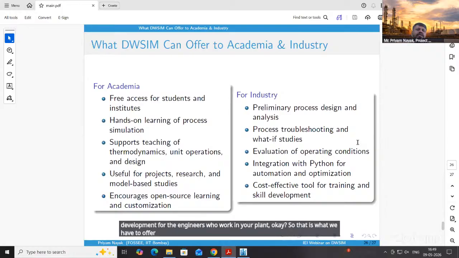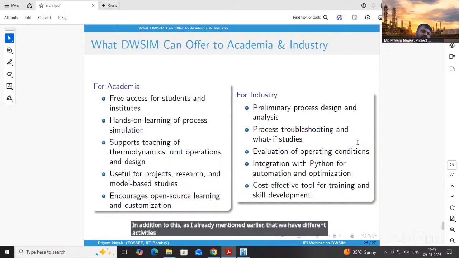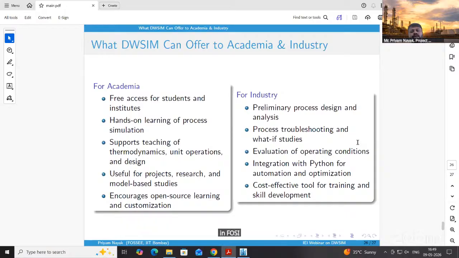In addition to this, as I already mentioned earlier, we have different activities like flowsheeting project, custom modeling project, and lab migration project. So you can also contribute to those projects as well. We also run year-round different semester internships and fellowship programs in FOSSEE using DWSIM, using Python in DWSIM. The students who are interested can check those out.